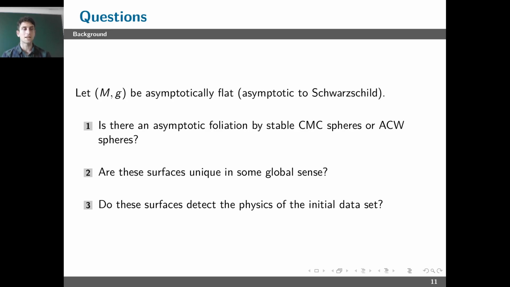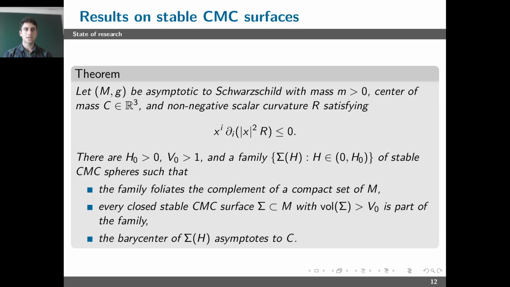And one reason why these problems have been studied earlier for stable constant mean curvature surfaces is that the corresponding Euler-Lagrange equation is second order, so from a purely analytical point of view, they're somewhat easier to study. And in particular, we have the following result.